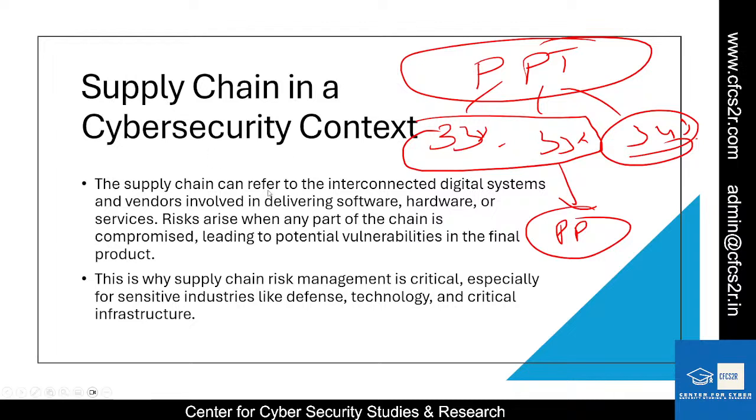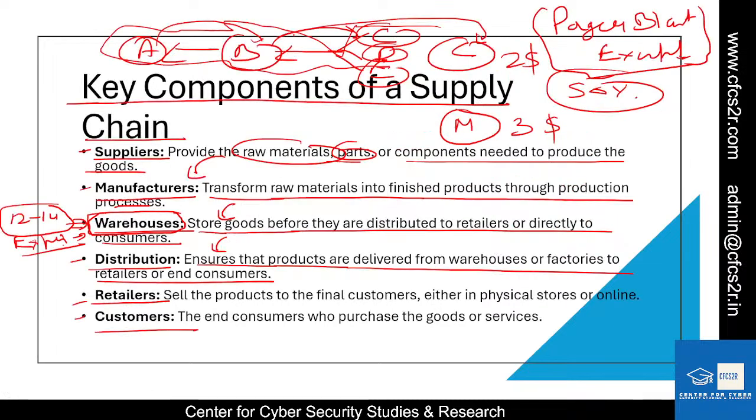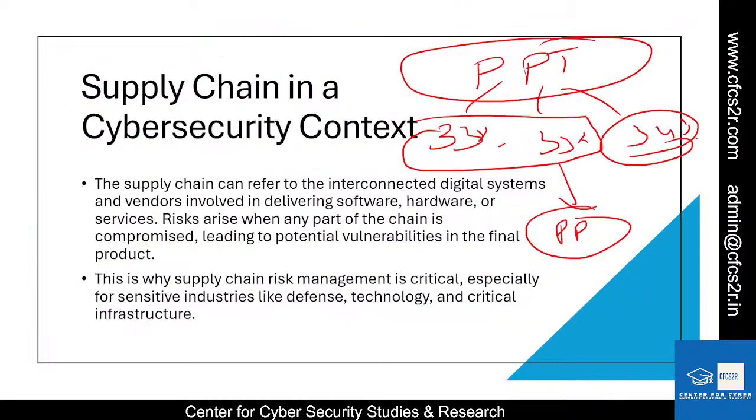The supply chain can refer to the interconnected digital systems and vendors involved in delivering software, hardware, or services. Risk arises when any part of the chain is compromised, leading to a potential vulnerability in the supply chain. In the previous example, A is procuring from B, B is procuring from C and D, different vendors, and in some case, if any of the vendors is compromised, the entire supply chain is impacted.